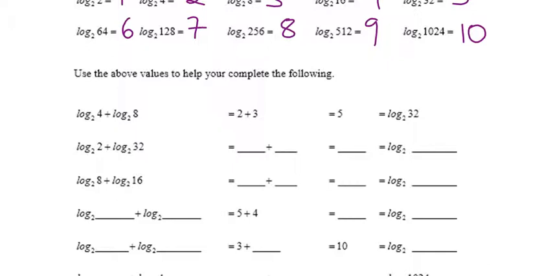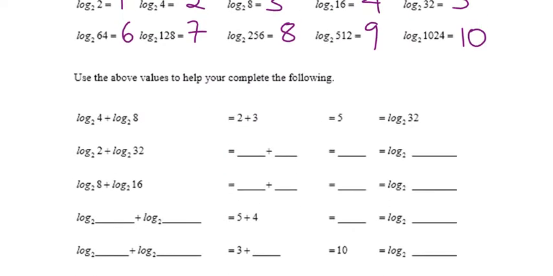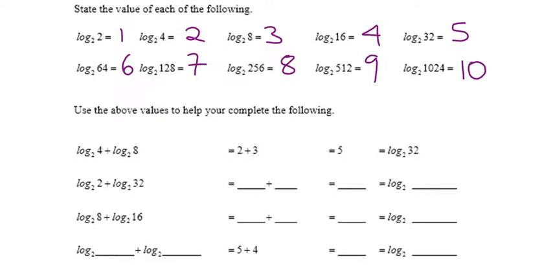So we're going to go across, right? The first one is done for you. The log base 2 of 4 plus the log base 2 of 8. We look up here. Log base 2 of 4 is 2. Log base 2 of 8 is 3, which is 5. And what's that equal to? We look in the table, we say 5. That's the log base 2 of 32.